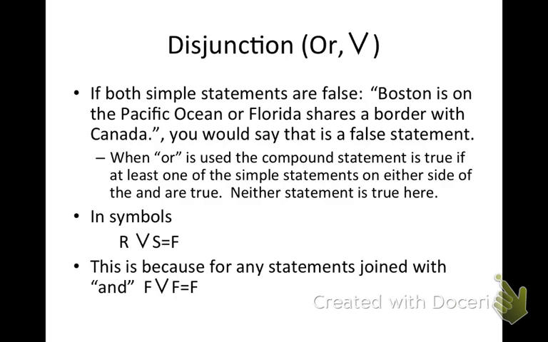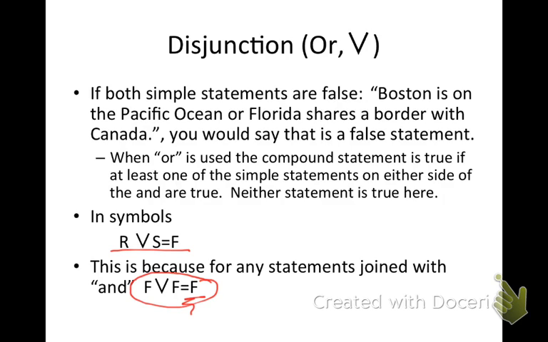So now if I give you two simple statements that are false joined with an or, it could sound like this. Boston is on the Pacific Ocean, or Florida shares a border with Canada. And you scratch your head and you say, I thought my professor was smart. No, it's a false statement. You say I'm lying because in both cases I'm wrong. Neither one of those is true. So if you can say I'm lying, it's false. In symbols, R or S equals false, because Boston on the Pacific Ocean is statement R, and Florida was our statement S from the beginning of this video. The bottom line is that when you join two falses together with an or, the result is false.